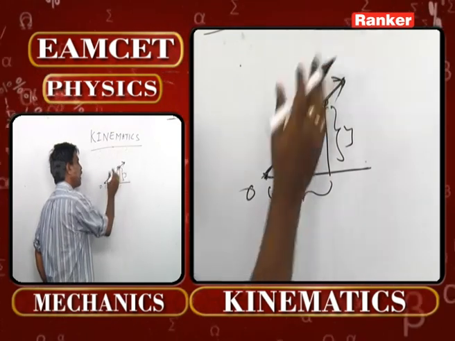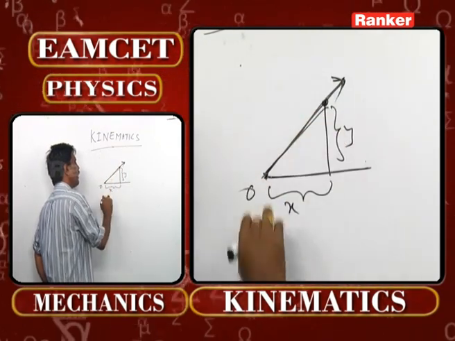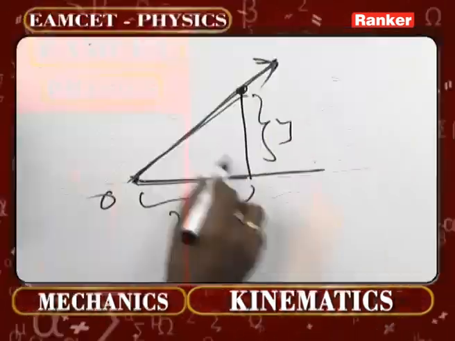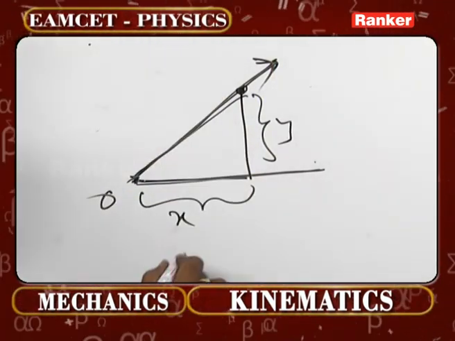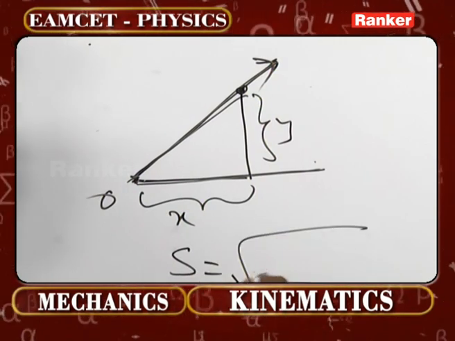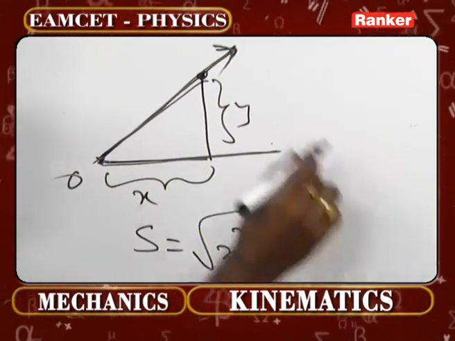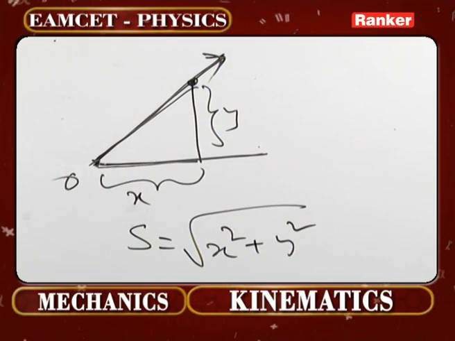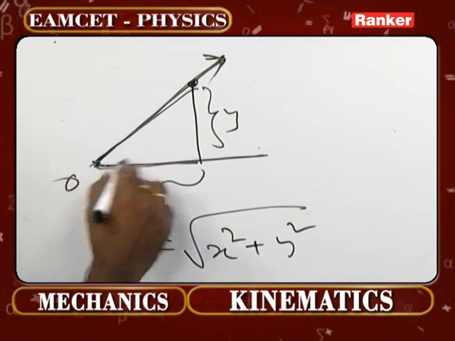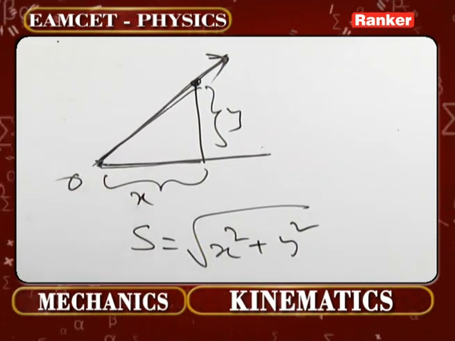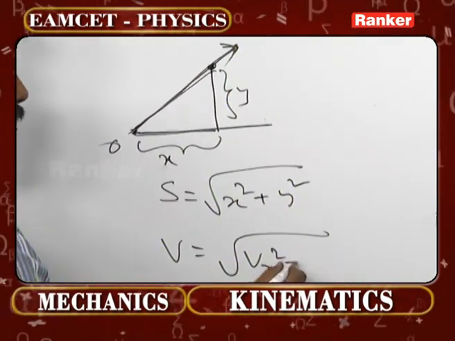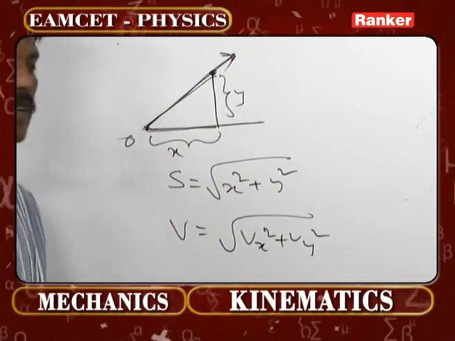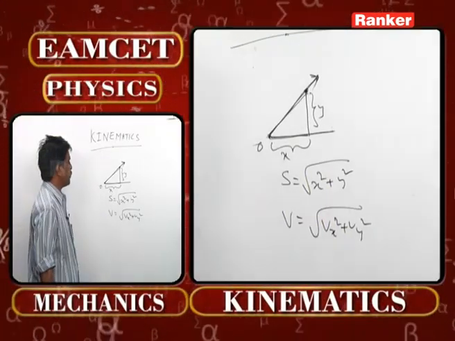It is moving like this. After some time, it reached this point. During this time, its displacement in the horizontal direction is x, in the vertical direction is y. In that case, net displacement is root of x square plus y square. Similarly, if you have components of velocity in the x and y directions, net velocity will be equal to root of Vx square plus Vy square. In two-dimensional cases, you can always remember that.